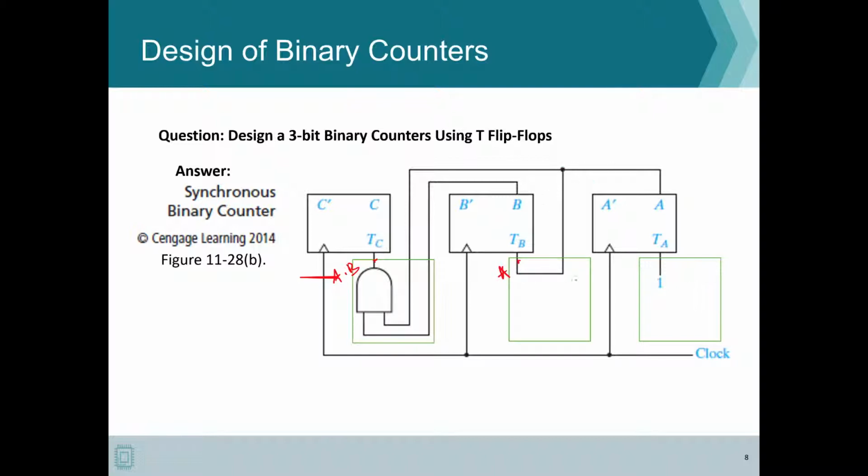In some cases, you really don't need to draw these connections. You can simply specify this as A, B, and not worry about these feedback connections, because they are just represented by their pins or variables. And then obviously TA is nothing but 1. So that basically completes the 3-bit binary counter design using T flip-flops.